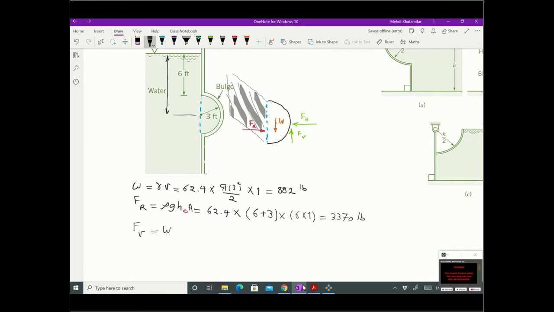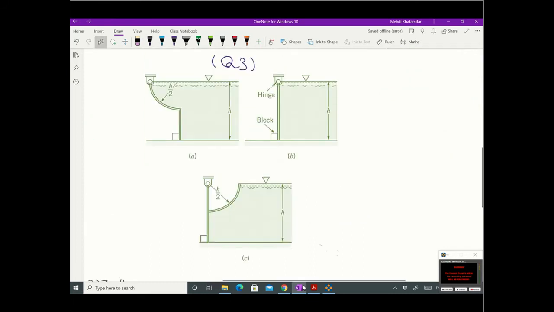So F_V is going to be equal to W and F_H is going to be equal to F_R, because these are the only vertical and horizontal forces. Okay. Now, any question about this one? Good. Let's go to question 3.